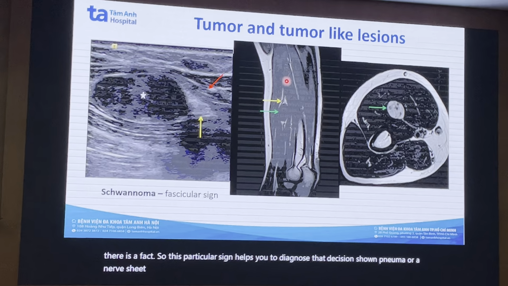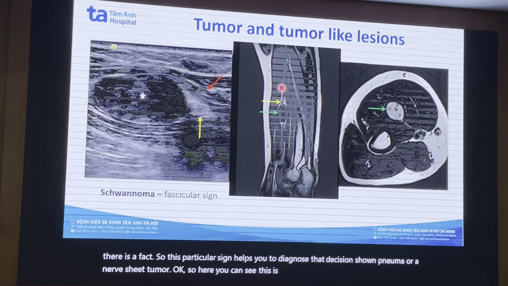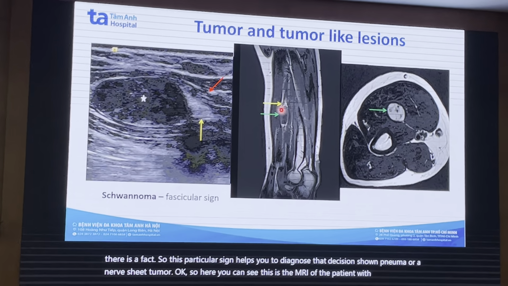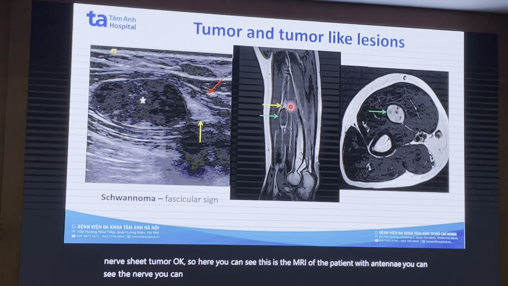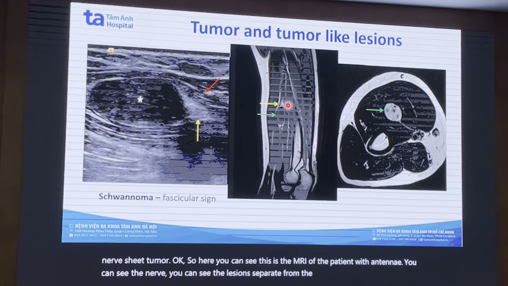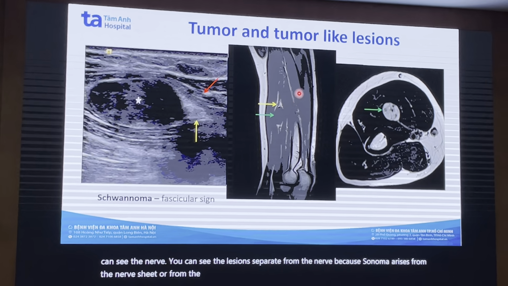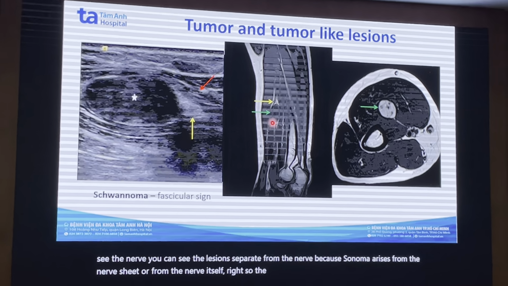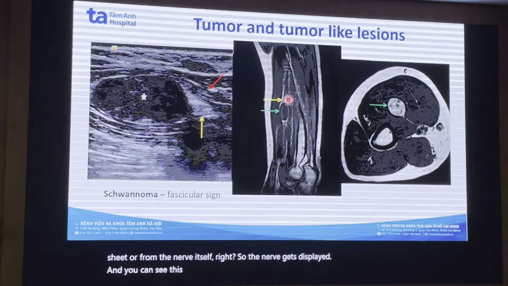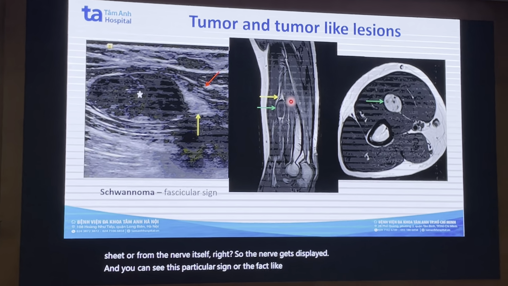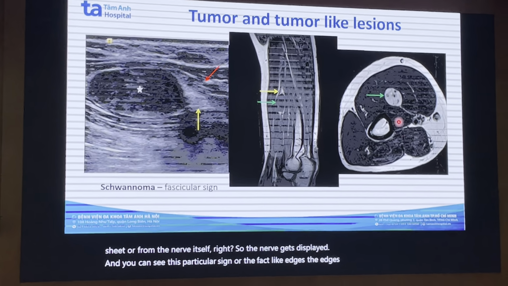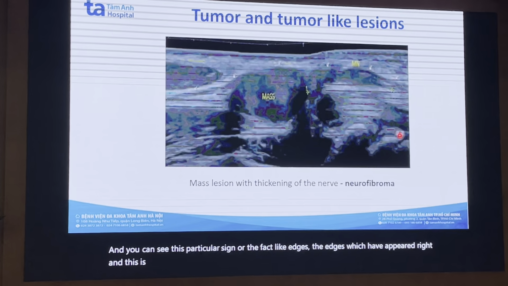Okay, so here you can see this is the MRI of the patient where anteriorly you can see the nerve. You can see the lesion separate from the nerve because schwannoma arises from the nerve sheath, not from the nerve itself, right? So the nerve gets displaced and you can see this fascicular sign or the fat-like edges, the edges which appear bright, and this is nothing but a schwannoma.